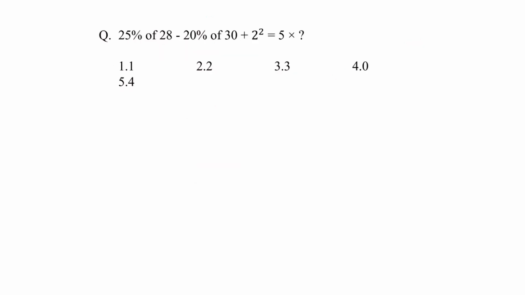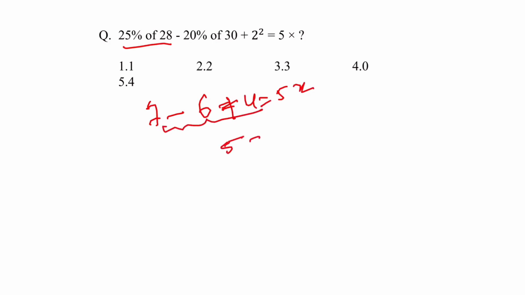25% of 28, the 1/4 of 28, and 7 minus 20% of 30, and 6 plus 2 square into 4 is equal to 5x. So 7 by 6, 1, 1 plus 4, 4, 5. 5 is equal to 5x. The x is equal to 1.